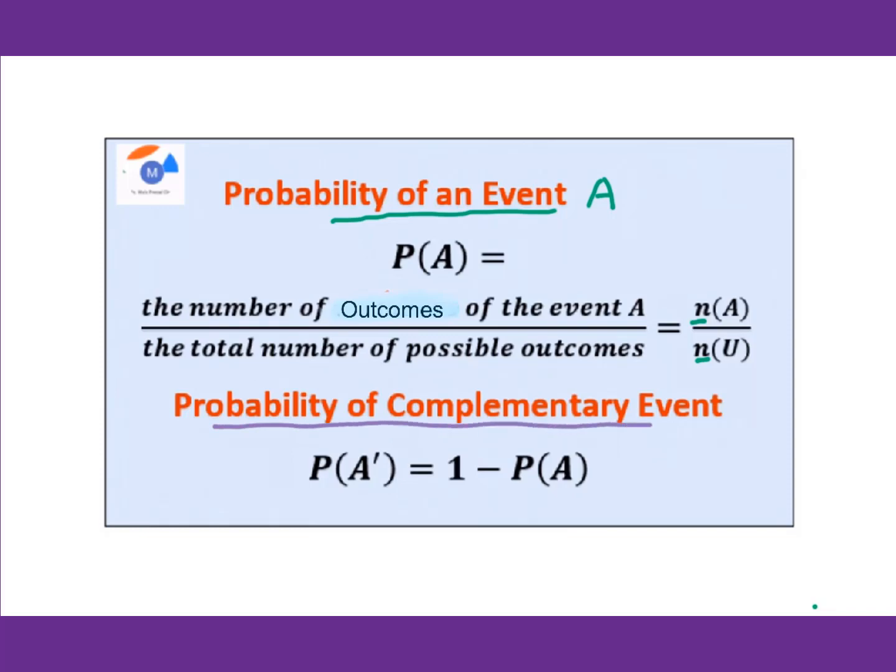Probability of a complementary event. We use A prime to show the complementary event, which equals 1 minus the probability of event A.